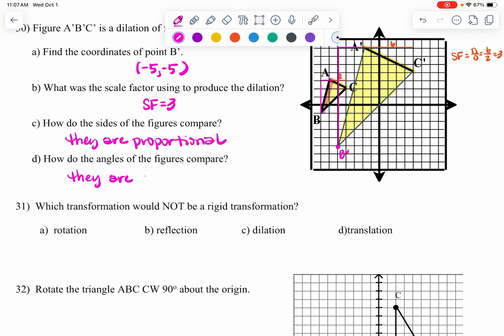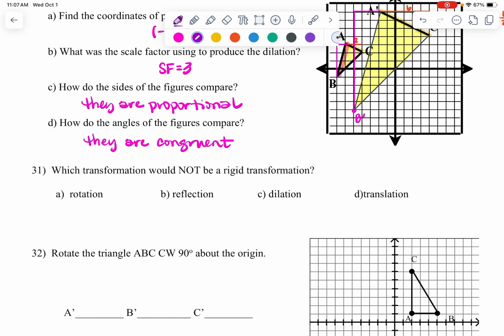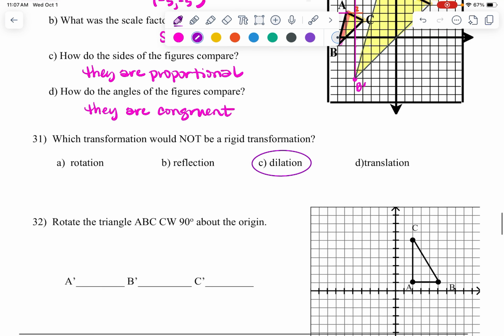They are congruent. And of course, when I say they are congruent, I'm talking about the corresponding angles being congruent. All right, number 31, which transformation would not be rigid? Right, remember, rigid means that it stays the exact same size and shape. Well, that means dilations, right? Dilations are non-rigid because they can affect the size and shape.